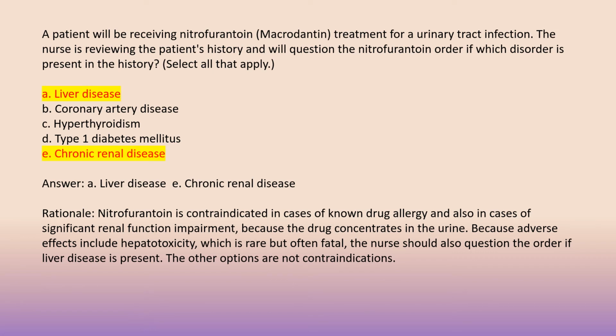Answer: A. Liver disease and E. Chronic renal disease. Rationale: Nitrofurantoin is contraindicated in cases of known drug allergy and also in cases of significant renal function impairment, because the drug concentrates in the urine. Because adverse effects include hepatotoxicity, which is rare but often fatal, the nurse should also question the order if liver disease is present. The other options are not contraindications.